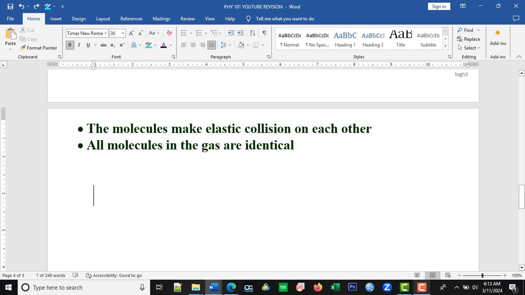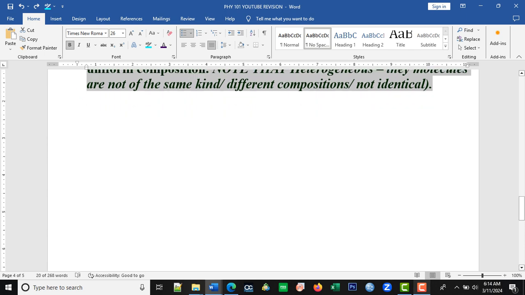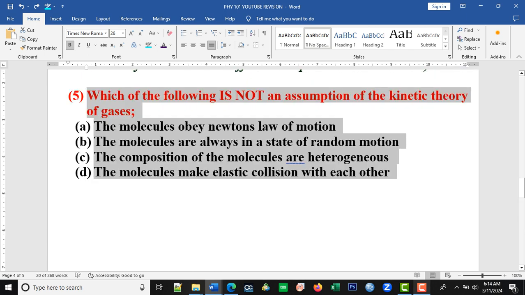The molecules of the gas are identical. If we say that molecules of the gas are identical, it means they have a uniform composition. So the word homogeneous talks about identical molecules of gases, but when we talk about the term heterogeneous, it means the molecules are not identical, they are not of the same kind, and they don't have the same composition. Let us move down to the options.